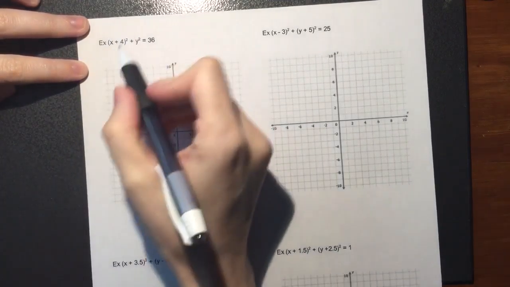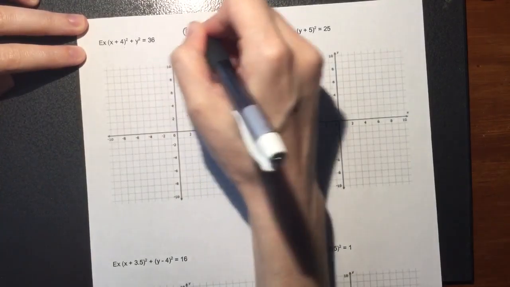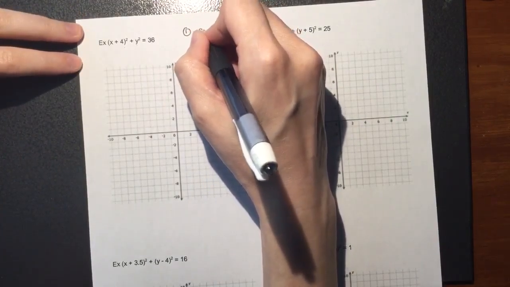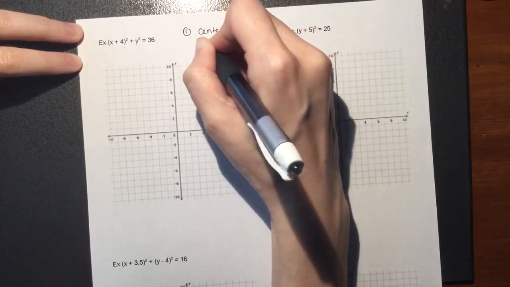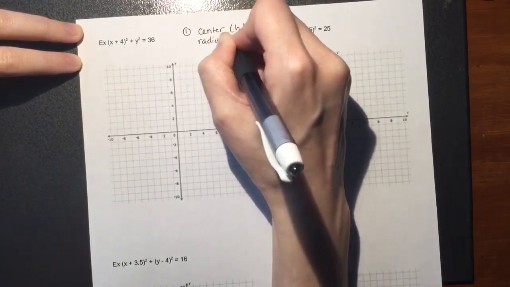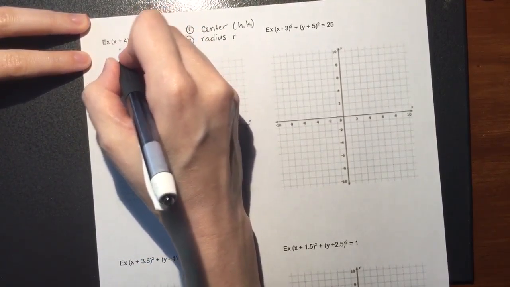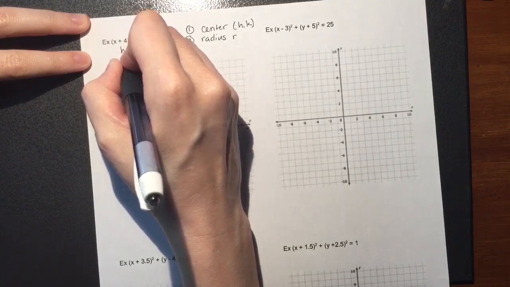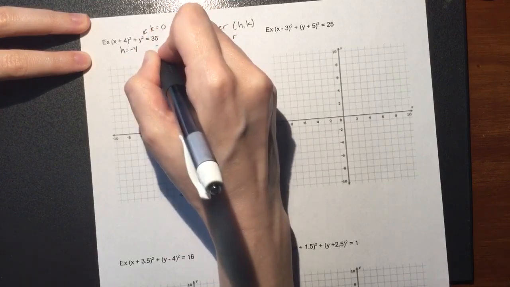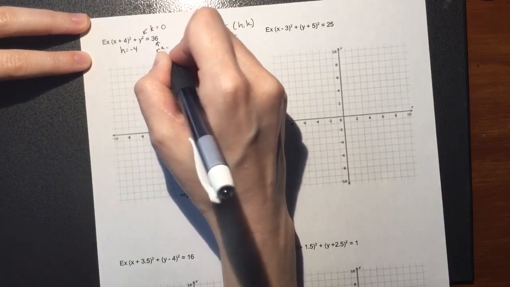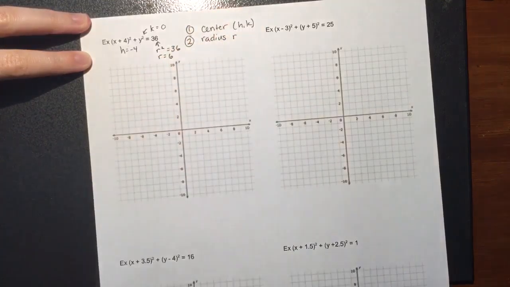They give us (x + 4)² + y² = 36. And again, when we're graphing a circle, we need two things. We need the center from the h, k, and then we need our radius, which is just the r value. So if I'm looking here, I've got the h value is -4, and from that one the k value is 0, and then the r² value is equal to 36, so r is just going to be 6.